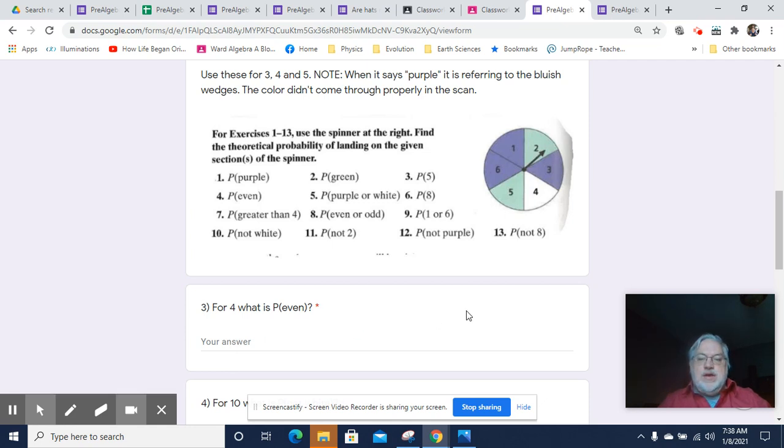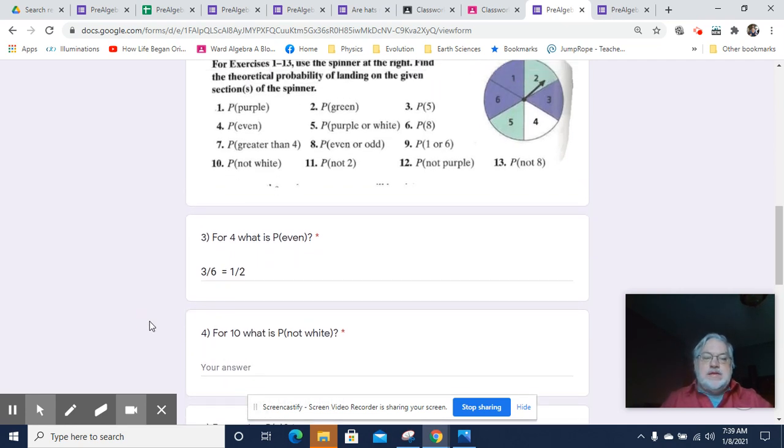Okay, so first thing, we need to know the total possible outcomes. There are 1, 2, 3, 4, 5, 6. All of these are even the same size, so there are 6 possible outcomes. And how many of them are even? Well, 2 is even, 4 is even, and 6 is even. All the rest are odd. There are 1, 2, 3 possible even options, so the answer is 3/6 or 1/2 probability.